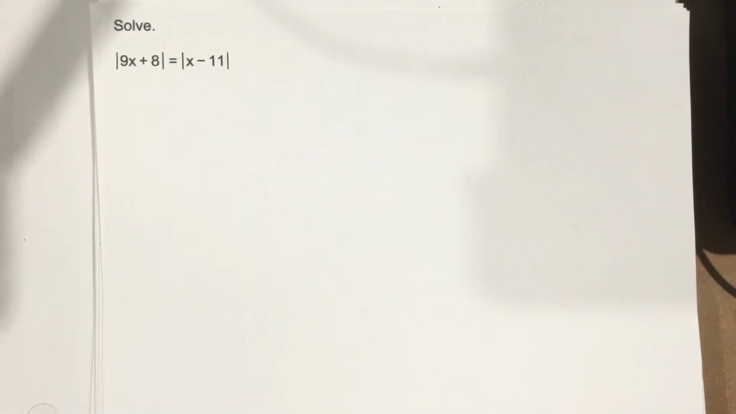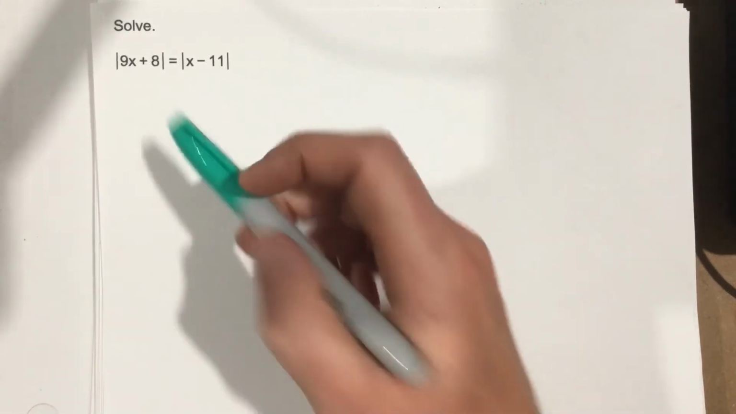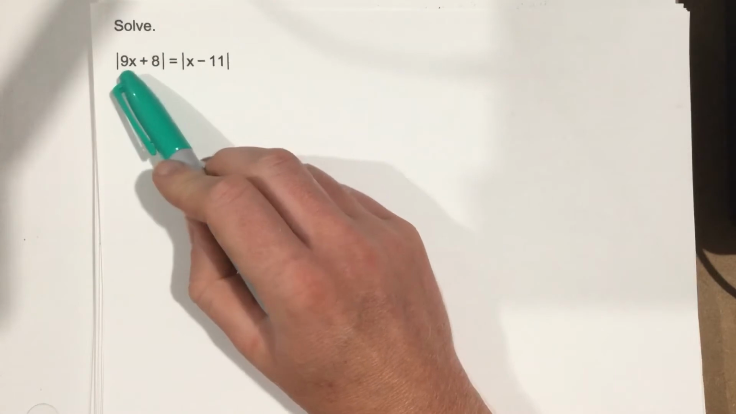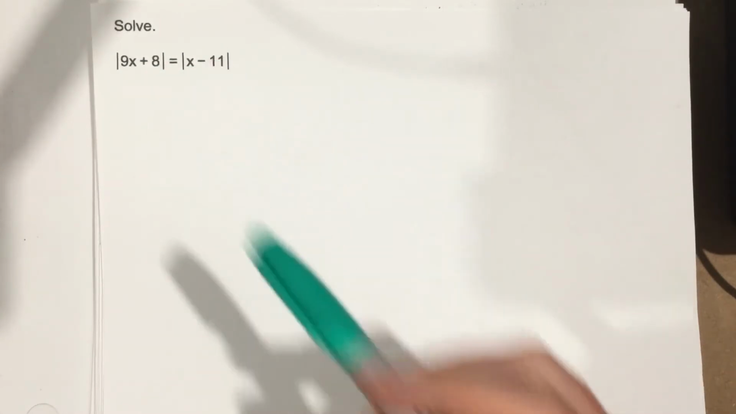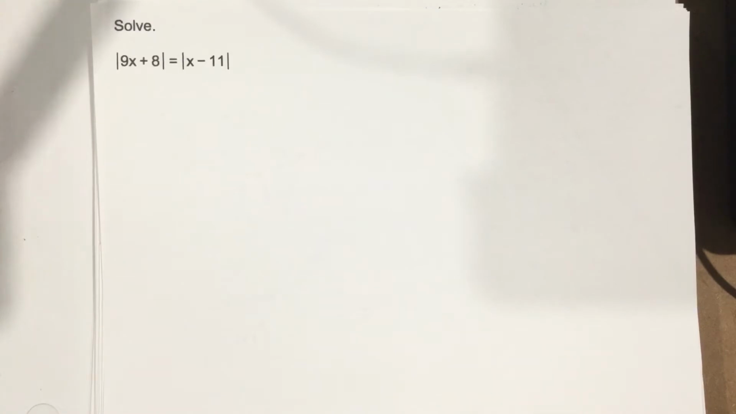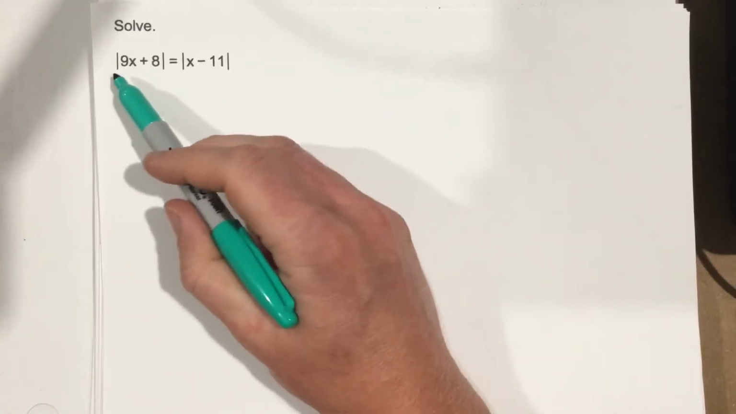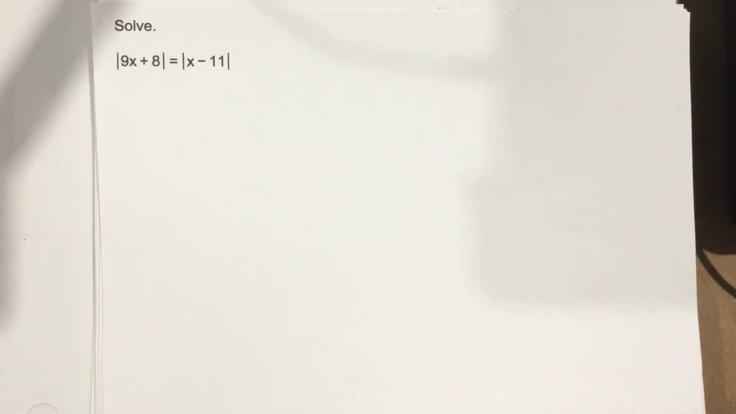This is problem number 3 from section 2.5. In this problem they say solve the absolute value of 9x plus 8 equals the absolute value of x minus 11. So for this problem, because we have double absolute value signs, this can kind of throw people for a loop here.